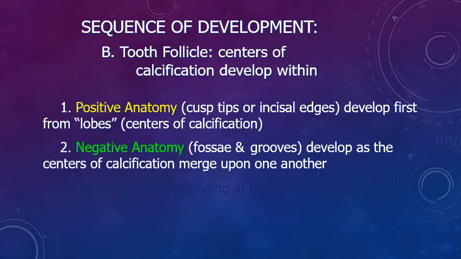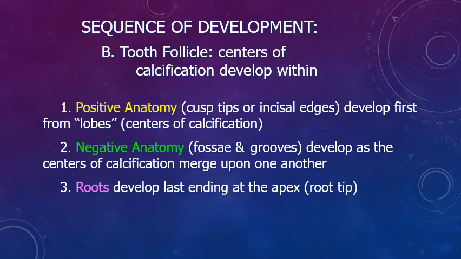So they are separately formed. For instance, if there are 4 cusps in a tooth, these cusps develop separately, and later they join together. Then we have the negative anatomy. The negative anatomy constitutes anything which is below the surface of the tooth. These are fossae and grooves, and they develop as the centers of calcification merge upon one another. The roots usually develop last, and the last part of the tooth is the apex.